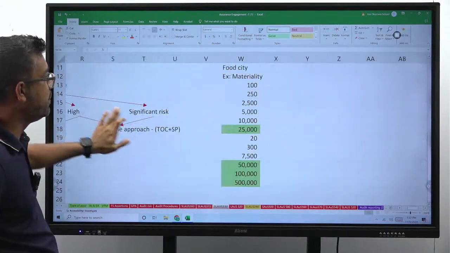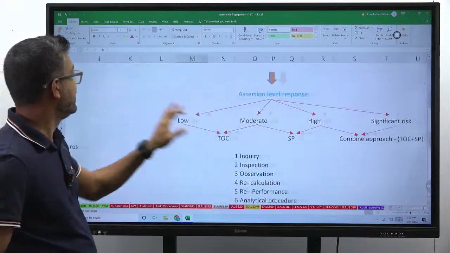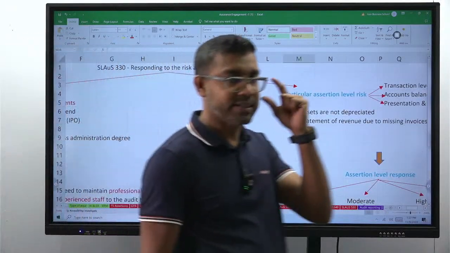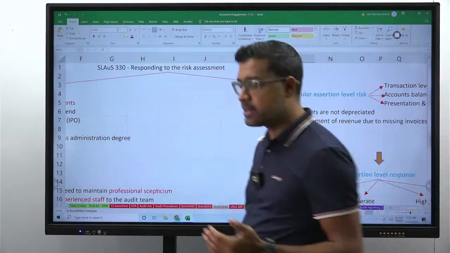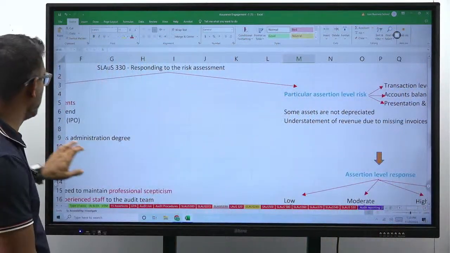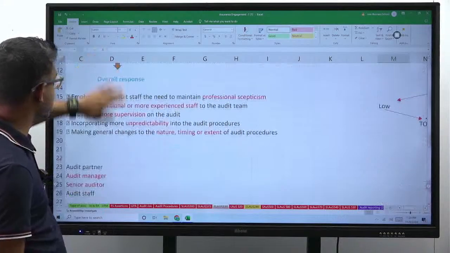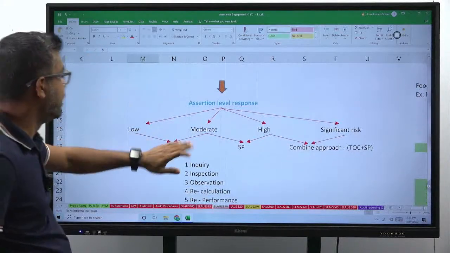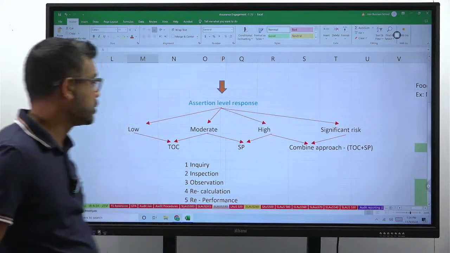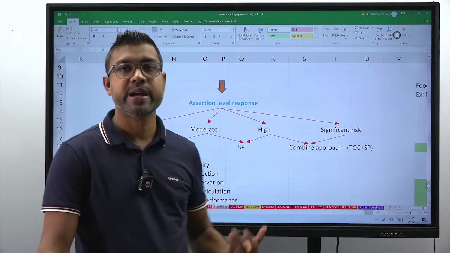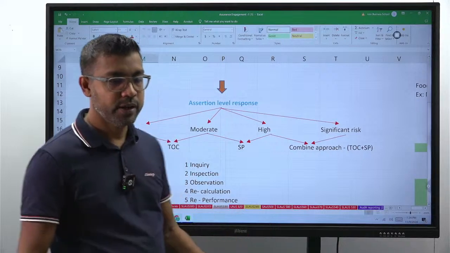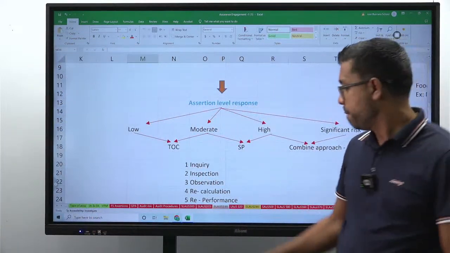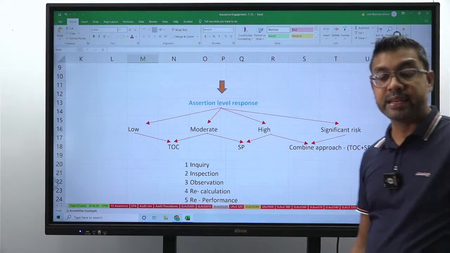For the responding purpose, what is the summary? We can divide risk into two categories: financial statement level risk and assertion level risk. For financial statement level risk, there's a response called overall response. What is overall response? I explained. For the assertion level risk, the assertion level response can be test of control, substantive procedures, or a combined approach, depending on the level of risk. So we have covered three standards: 300, 315 and 330.